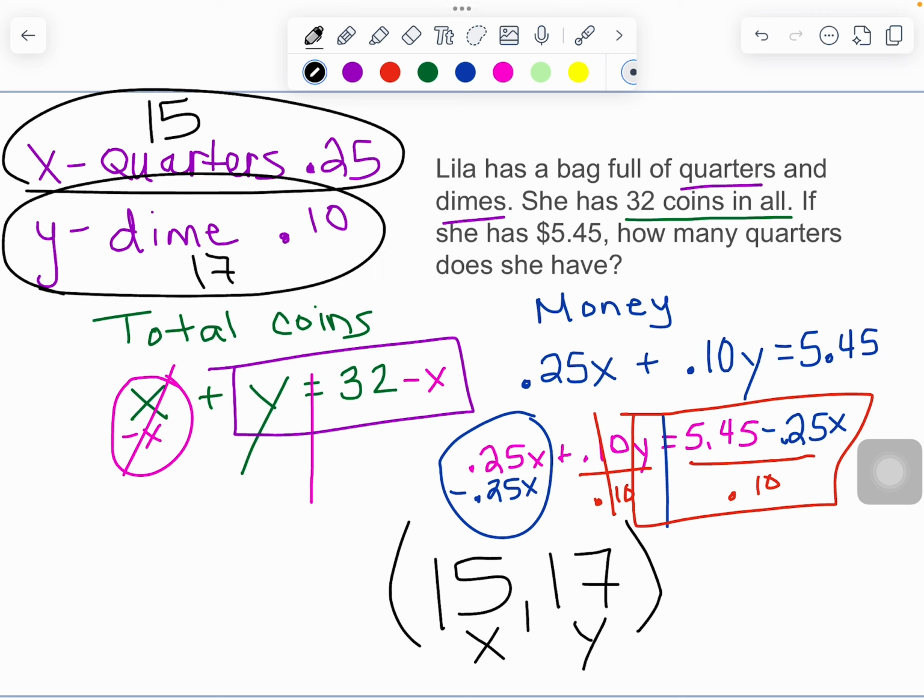Now they're asking how many quarters does she have? So our answer is she has 15 quarters.